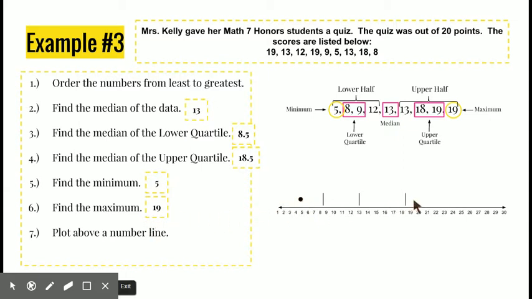And the maximum is going to have another dot right over here, okay? So we've got everything now plotted above the line. We've got our dots for the minimum and maximum, and our vertical lines for the medians.